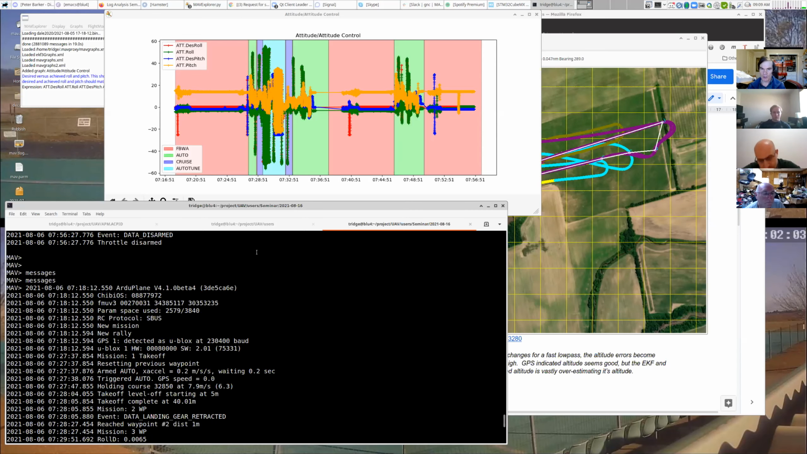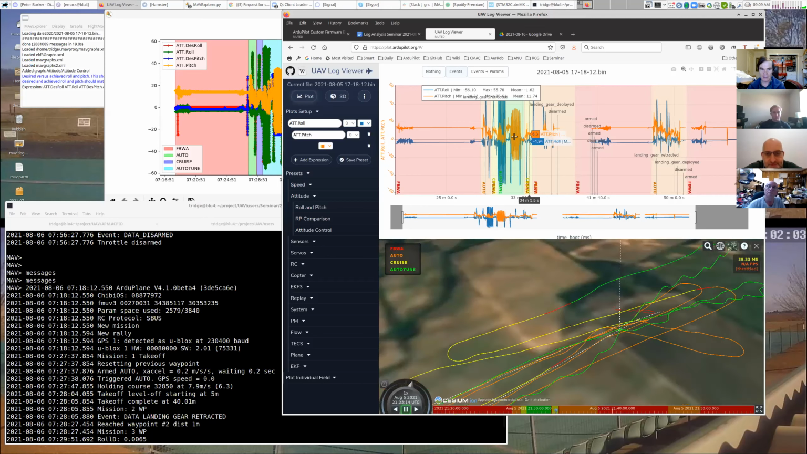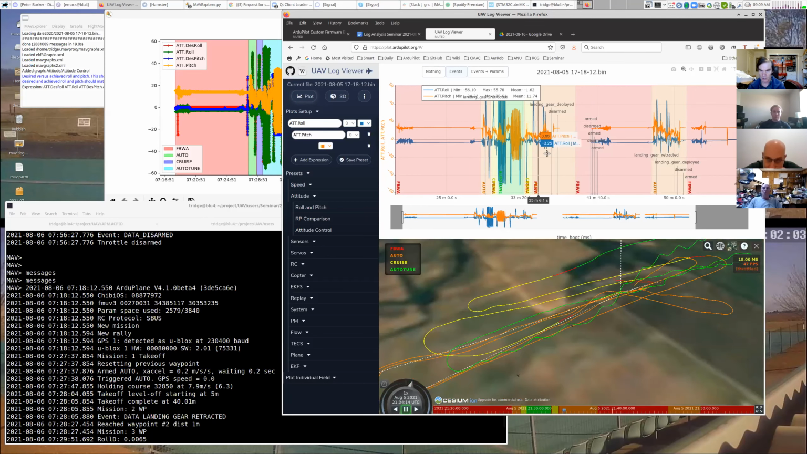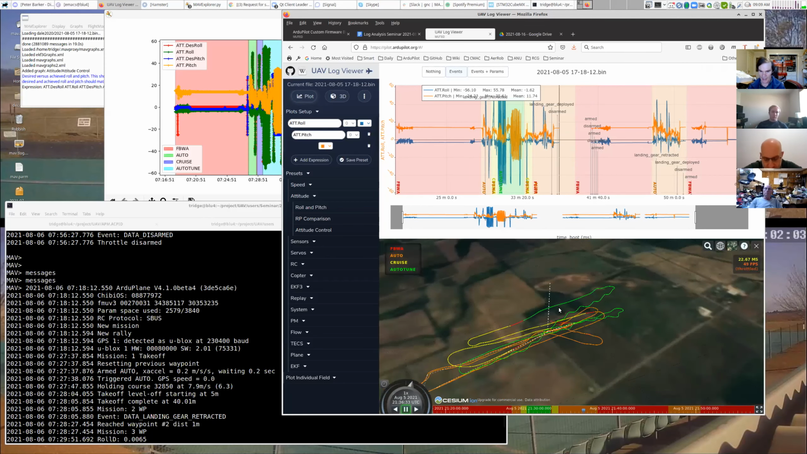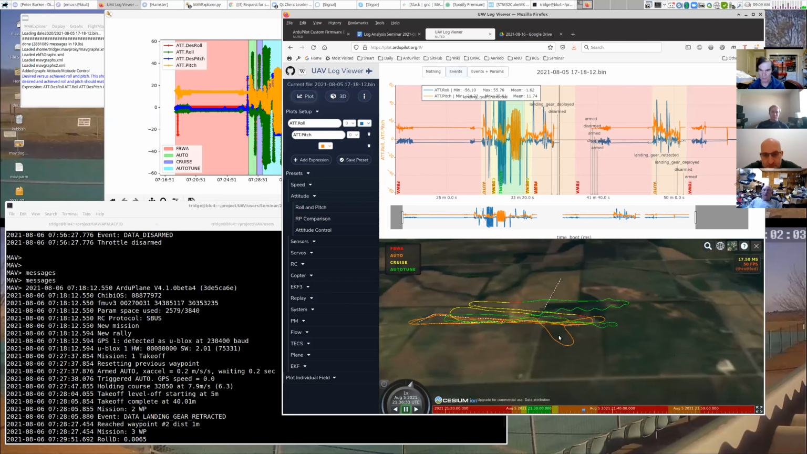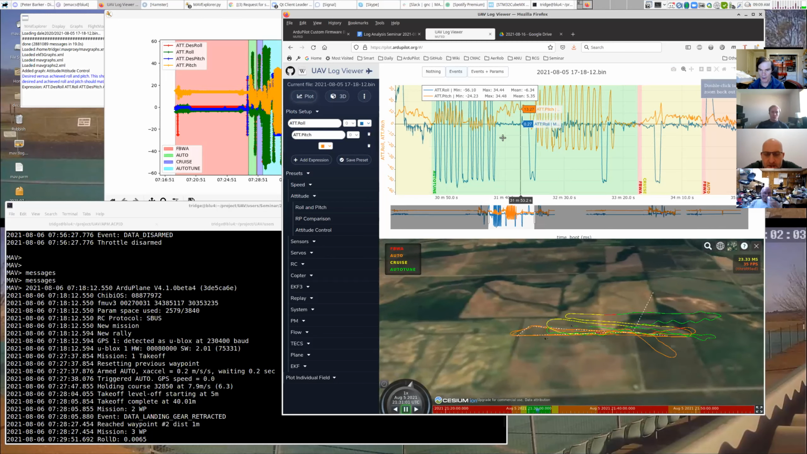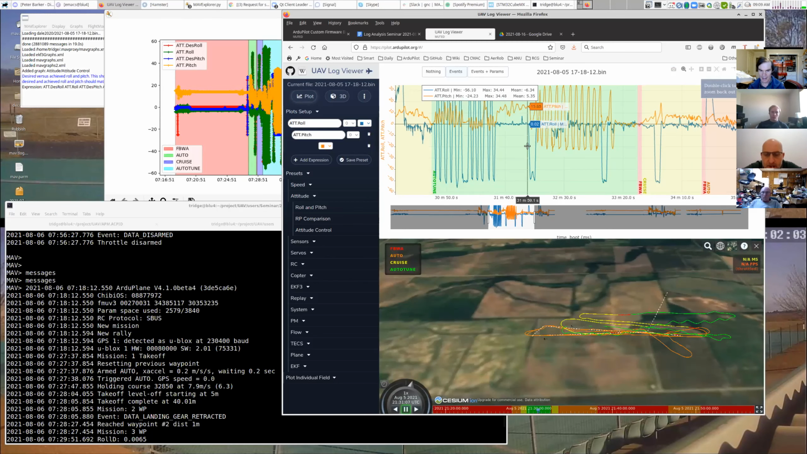There's also plot.ardupilot.org, which is very good. So this is that same log loaded with plot.ardupilot.org. And that has a nice 3D viewer here. So you can view the flight path in 3D and a nice system for zooming in on parts of the log like that. So very nice log analysis tool that's online.